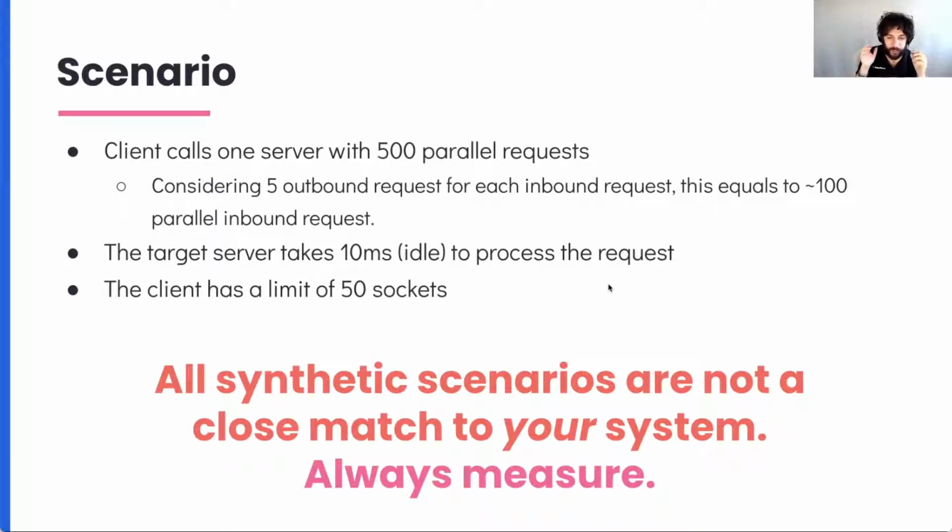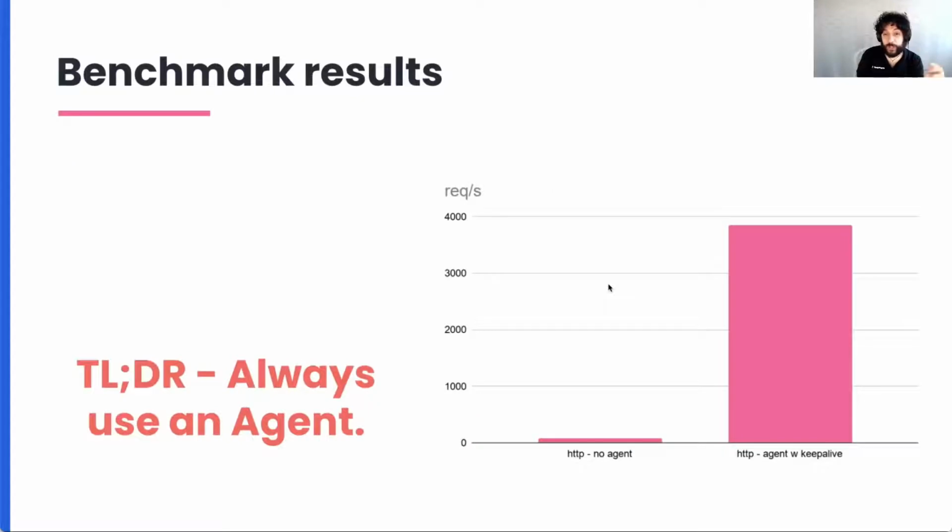The server takes 10 milliseconds to process the request, and the client has a limit of 50 seconds. All of this is fictional, so don't worry too much about it, do your own measurements. But the difference is staggering. If you don't do keep-alive, you will be in very, very huge trouble. Use an HTTP agent with keep-alive. Full stop. The difference can be enormous.